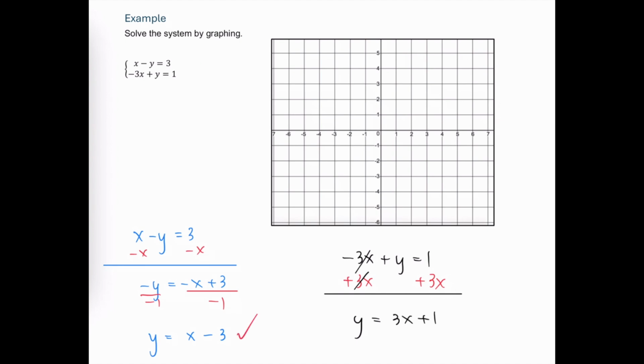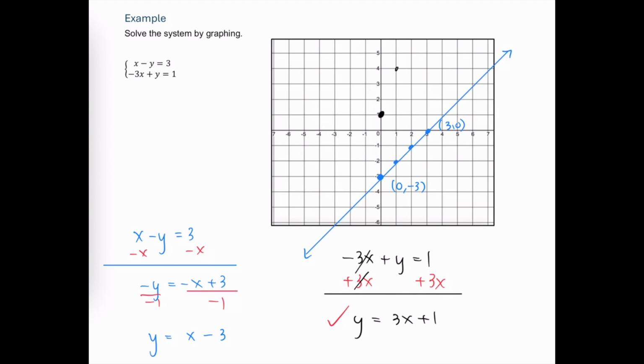So to graph this first equation, we start with the y-intercept at -3, and we have a slope of positive 1. So we go up 1, right 1, up 1, right 1, and then connect the dots with this line. Next, we'll graph the second line, which means we need to start at the y-intercept of positive 1 and then go up 3, right 1.